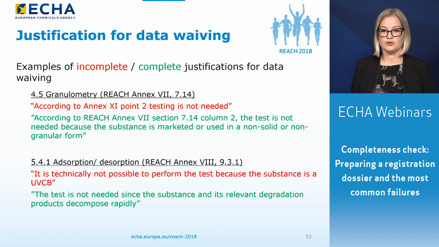Then I will show you examples of incomplete and complete justifications for data waiving. First, for Euclid section 4.5, granulometry, or the particle size distribution in other words, an incomplete justification would state that, according to Annex 11.2, testing is not needed, while a complete one would state, according to REACH Annex 7, Section 7.14, Column 2, the test is not needed because the substance is marketed or used in a non-solid or non-granular form.